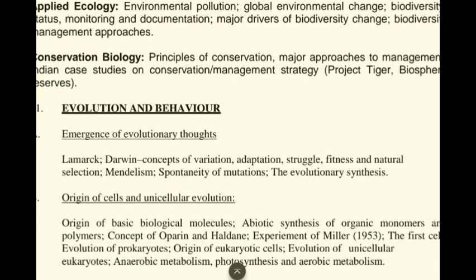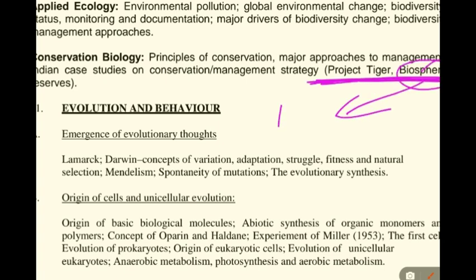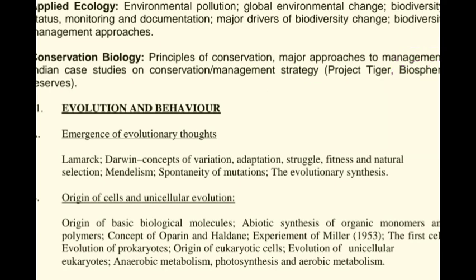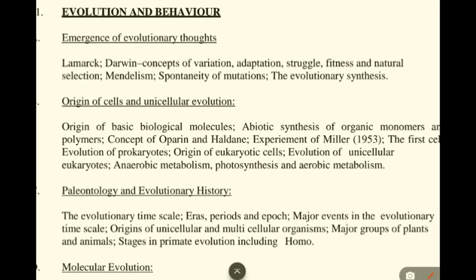Next, about conservation biology, various projects, biosphere reserves. Study about all biosphere reserves and all organisms that are importantly conserved in these biosphere reserves, types of biosphere reserve, how one should make a biosphere reserve, biosphere and human interaction, all these things you should know. Next, about evolution, emergence of evolutionary thoughts, origin of cells, paleontology, molecular evolution.